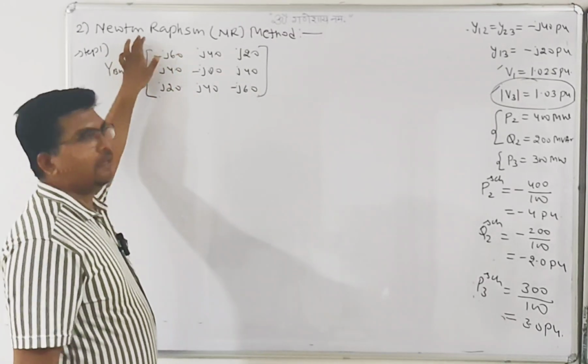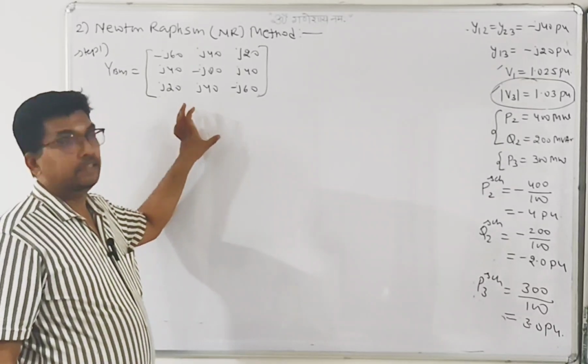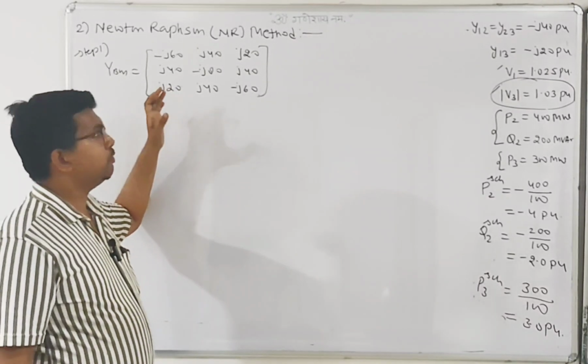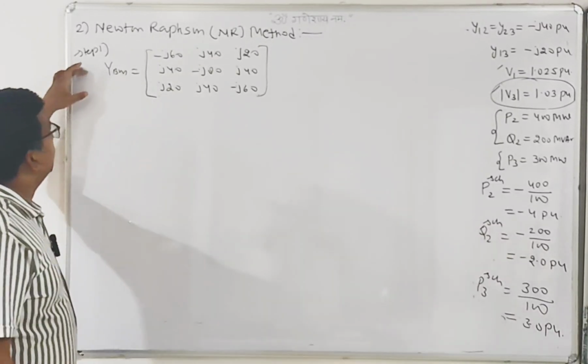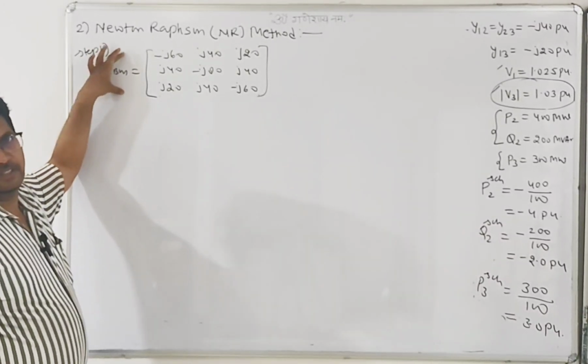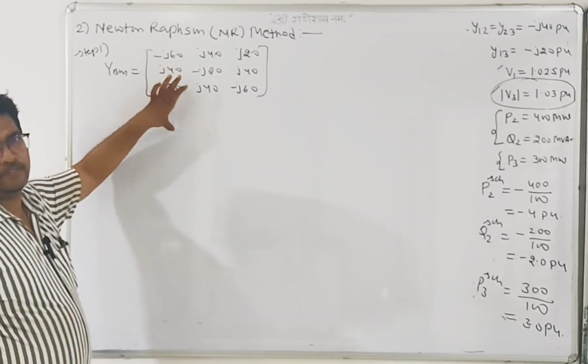So this Newton-Raphson method is very fast and it does not depend upon the size of the system. That is the main advantage. So that's why it is mostly used in the power system. Now what is the first step? We have to determine the Y bus. That part we have already discussed, how we construct the Y bus.